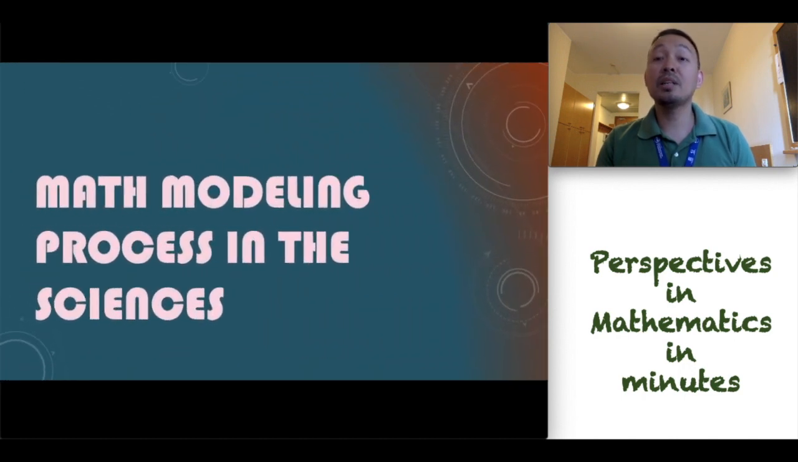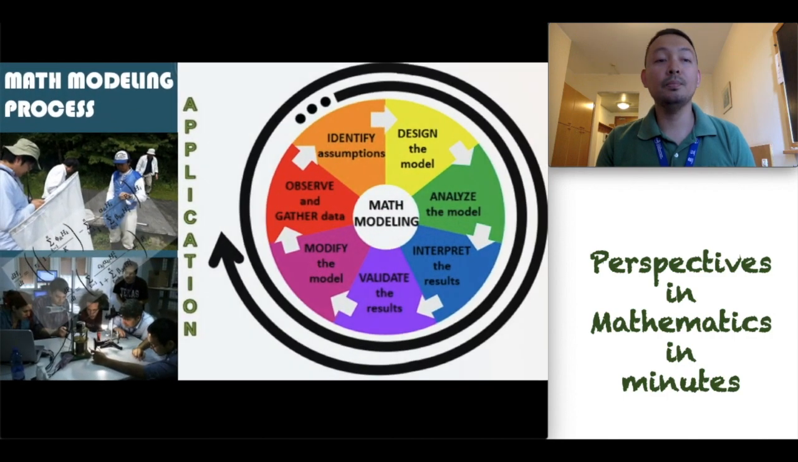Now let's discuss the mathematical modeling process. Here is a simple diagram of the mathematical modeling process. We can start with the observation of the system in consideration and gathering of relevant data. Then we can identify assumptions. Then we can design the model. After that, we can analyze the model, such as using analytic or numerical methods. Then we can interpret the results based on the system that we are working on. After that, we can test if the results are valid. We can also do parameter estimation. And if it is necessary, we can modify the model.